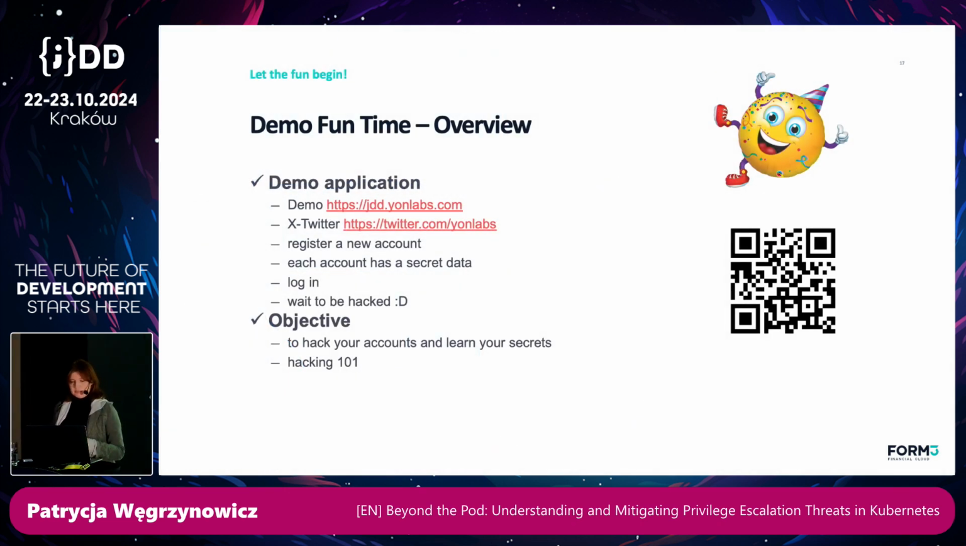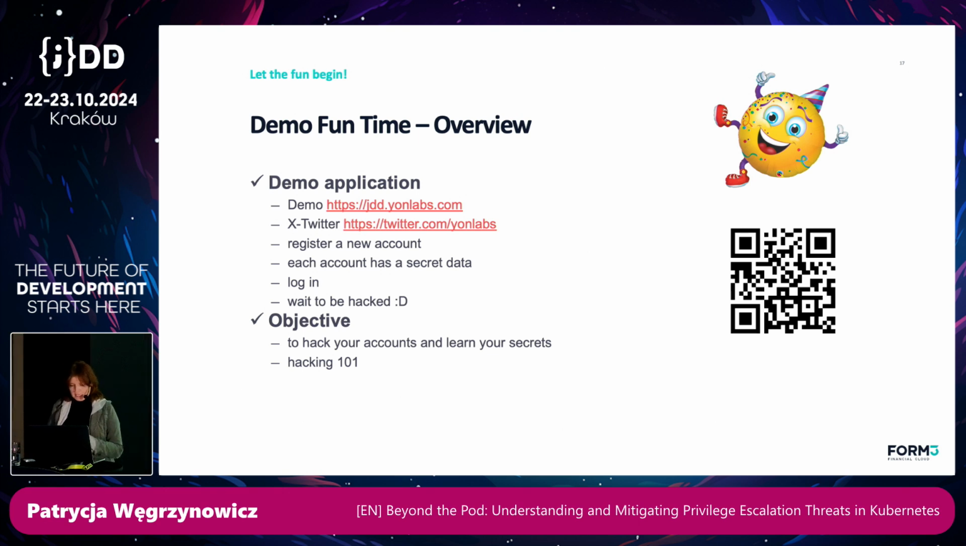So I have this vulnerable demo application. This is available under jdd.yonlabs.com. And here I need your help, please. If you could go to this address and register your accounts. Each account has secret data, log in and wait to be hacked. On the other side, my objective here is to hack your accounts and learn your secrets.